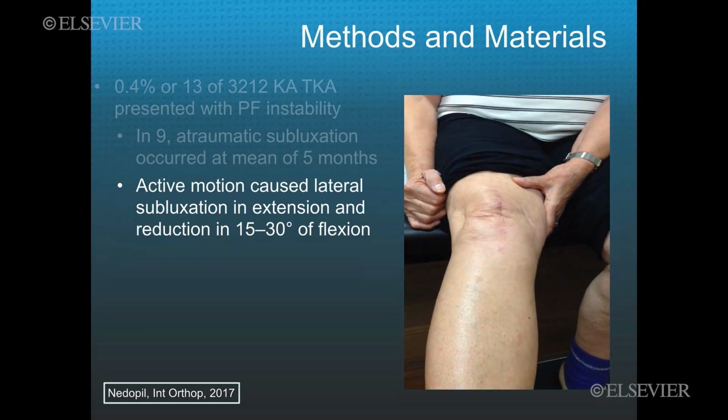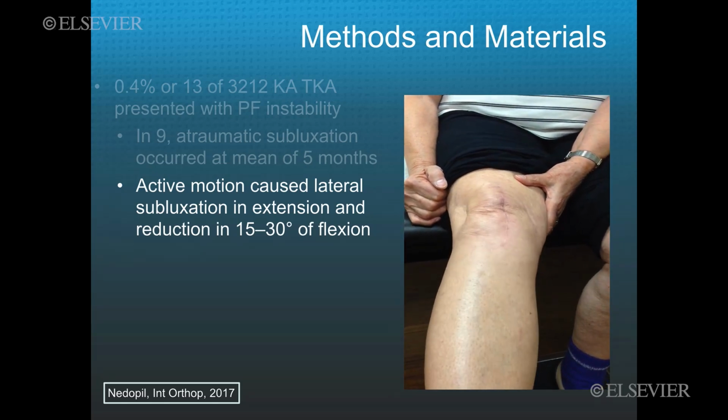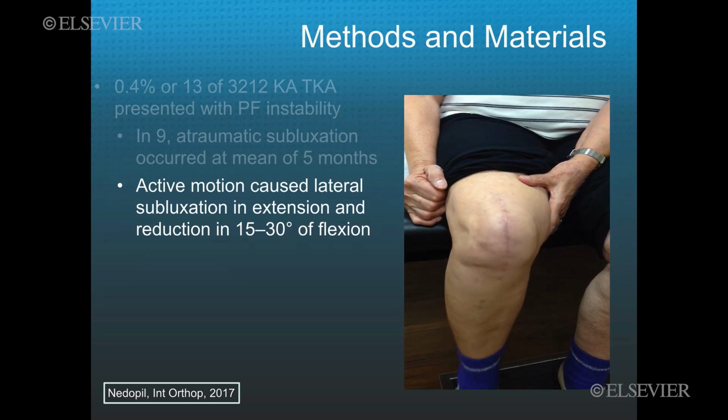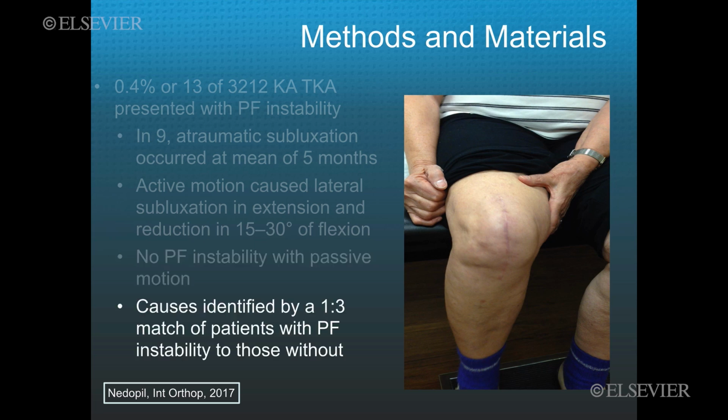Active motion caused the lateral subluxation in extension and reduction in 15 to 30 degrees of flexion, as you see here. But curiously, if you passively moved the knee, no instability occurred. The causes were identified by a 1-to-3 match of patients with patellofemoral instability to a group of those in our database without.